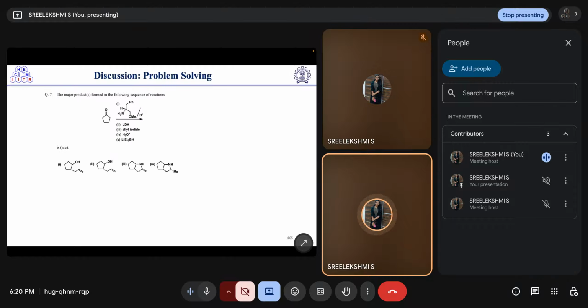Next question, the major product formed in the following reaction sequence. So this particular cyclopentanone, upon treatment with this compound, then LDA, allyl halide, and this lithium triethylborohydride, which will be the major product?